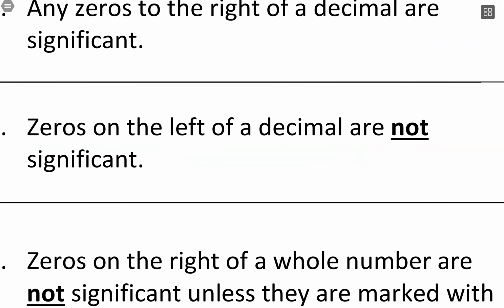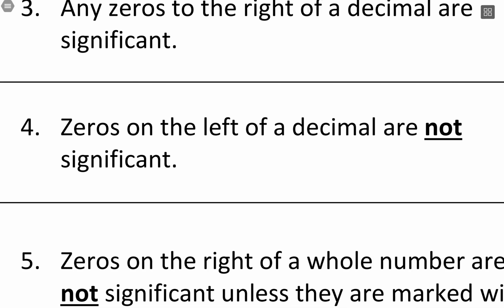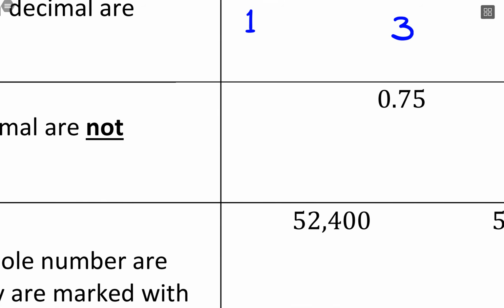So, when are zeros not significant? Any zeros to the left of a decimal are not significant. So, like 0.75, I have these 2 digits that are significant because they're non-zero. But this 0 at the front doesn't add any information. That doesn't add anything to our measurement. And like I mentioned in a previous video, we could really just write that as .75 without the 0, and that's the same exact thing. So this right here has 2 significant digits because that 0 does not count.